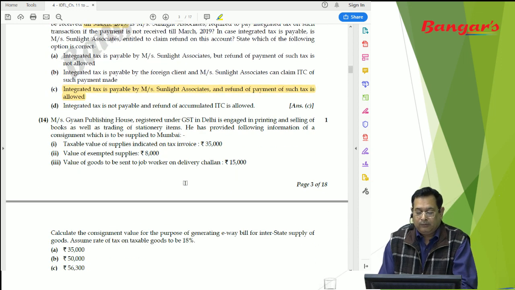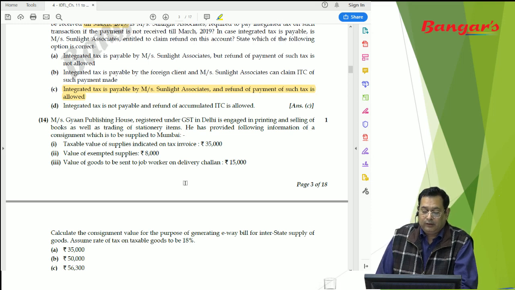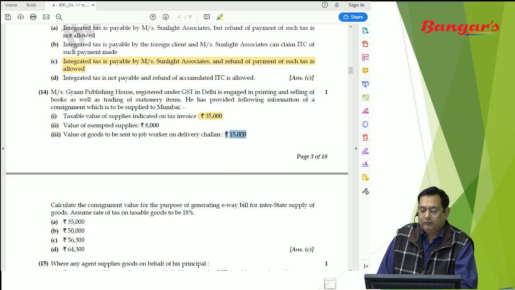Then Mr. Gyan Publishing House, registered in Delhi, is engaged in printing and selling of books as well as trading of stationery items, and he has provided the following information: the taxable value of supplies indicated in the invoice is 35,000 rupees. Exempt supplies is 8,000 rupees, and goods sent under job work delivery challan is 15,000 rupees. Now you are required to calculate the consignment value for the purpose of generating e-way bills.